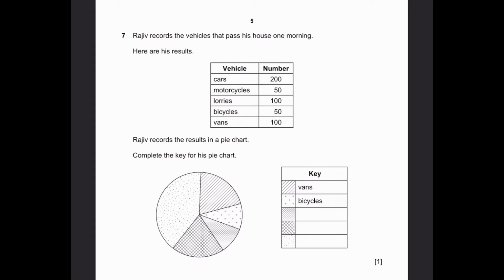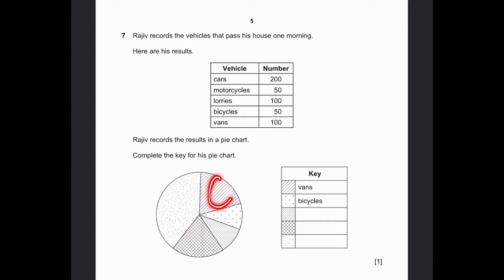Question 7. Rajiv records the vehicles that pass his house one morning. Here are his results. There are 200 cars, 50 motorcycles, 100 lorries, 50 bicycles, and 100 vans. Rajiv records the results in a pie chart. Complete the key for his pie chart.